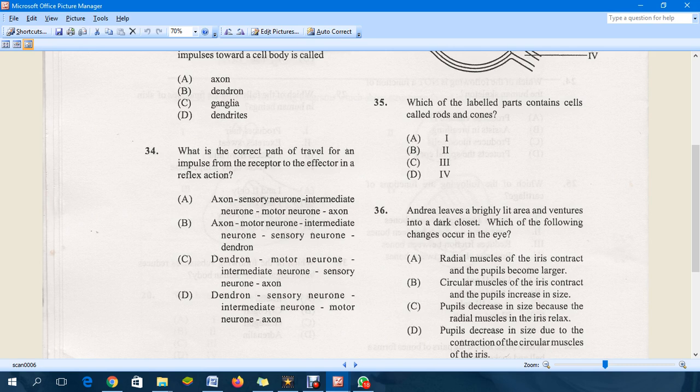So the answer for this one is A. We have axon, sensory neuron, intermediate neuron, motor neuron, and axon again.